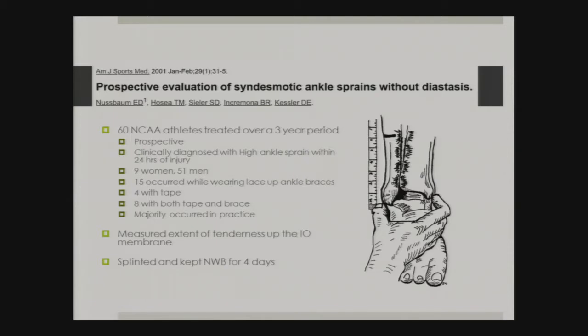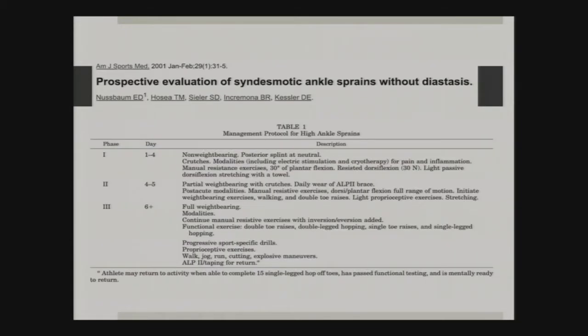They measured the extent of tenderness up the interosseous ligament and correlated that with missed time from practice and games. They were splinted and kept non-weight bearing for 4 days. This was their protocol. They talked about the acute, subacute, and then the reintegration into sport. Like I said, they kept them non-weight bearing for the first 4. They progressed them on to partial weight bearing with a brace that they could come out of for resistive exercises and stretching. And then they had them full weight bearing by 6 days.